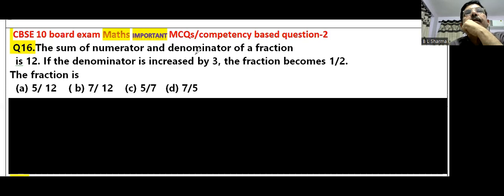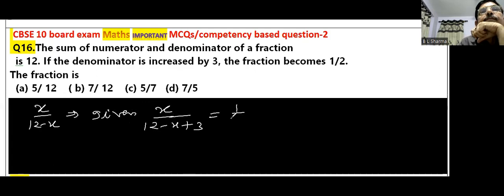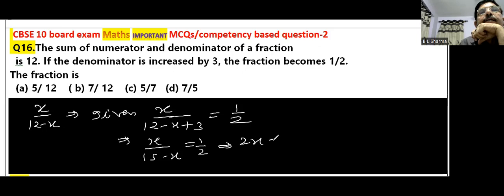The sum of numerator and denominator of a fraction is 12. Let the numerator be x, the denominator will be 12 minus x. दोनों का sum 12 हो जाना चाहिए. And what is given? If the denominator is decreased by 3, numerator is as it is, and now the denominator will be increased, sorry. So 12 minus x plus 3, that will be equal to 1/2. So x upon 15 minus x, that is 1/2. So 2x is equal to 15 minus x.